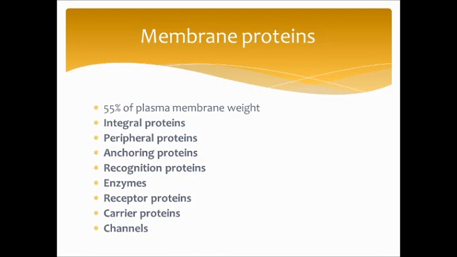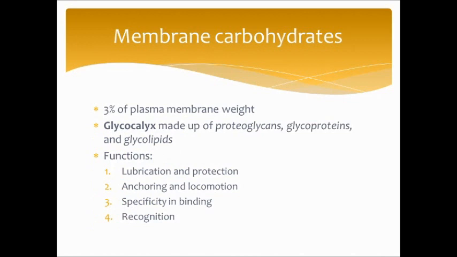Membrane carbohydrates make up about 3% of the plasma membrane weight. The glycocalyx is made up of proteoglycans, glycoproteins, and glycolipids. The glycocalyx extends beyond the outer surface of the plasma membrane, and it forms this thick, sticky layer to help protect the plasma membrane. It helps to anchor the cells in place by being sticky and viscous. Glycoproteins and glycolipids can also function as receptors, which allow for this specificity in binding. And they also function in recognition and in determining self from non-self.